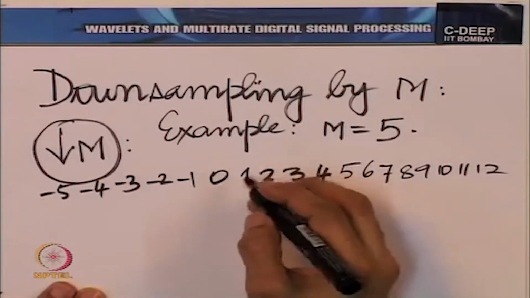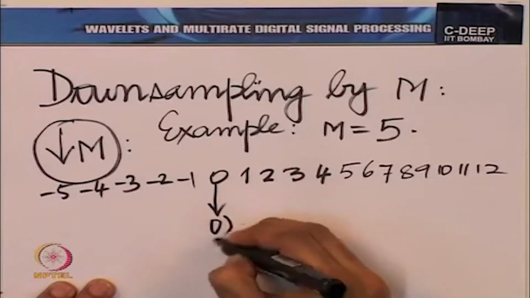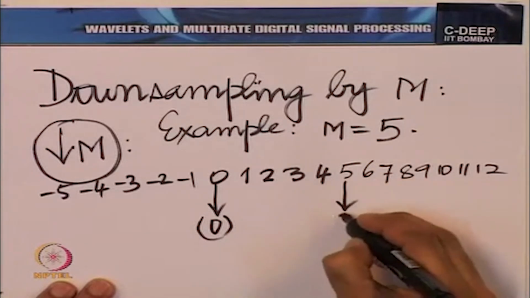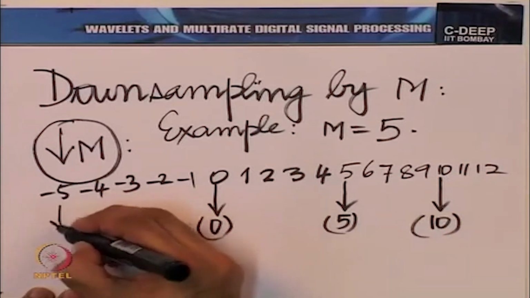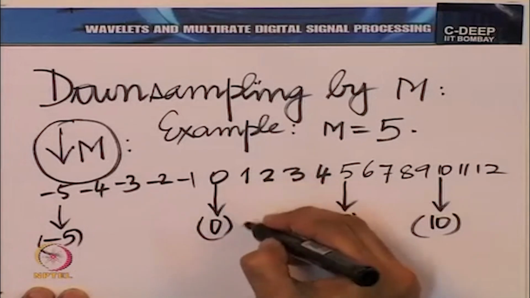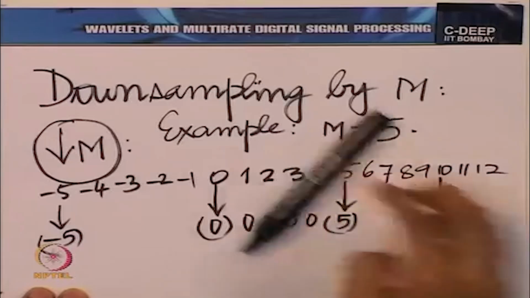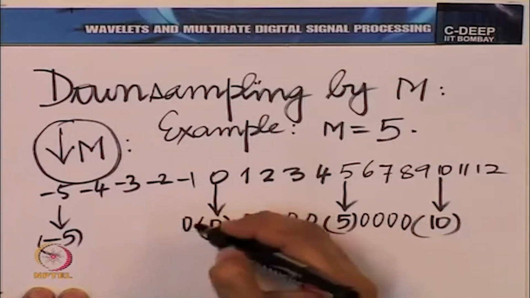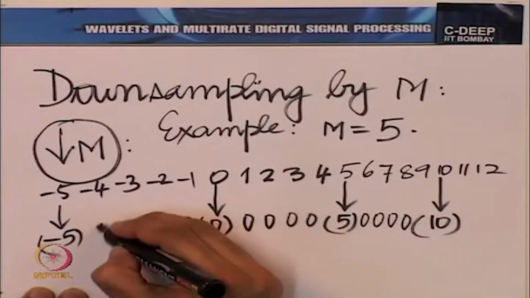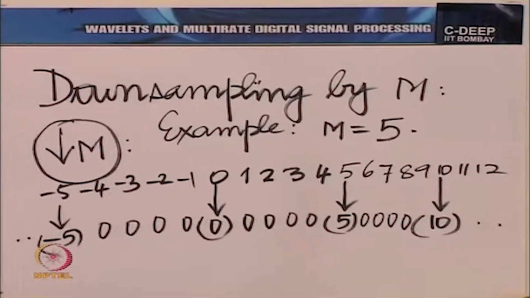What do we do in downsampling by a factor of 5? The first step is to kill some of the samples. So, the 0 sample is kept where it is, the 5 sample is kept where it is, the 10 sample is kept where it is, the -5 sample is kept where it is, but all the other samples, the 1 sample, 2 sample, 3 sample, 4 sample, the sample number 6, 7, 8, 9 are all reduced to 0. So, also -1, -2, -3, -4, all of these are reduced to 0. So, this is the killing step, so to speak, and then the compression step.